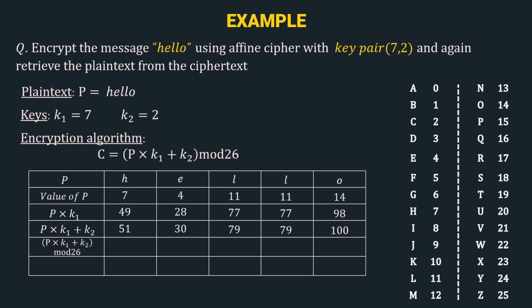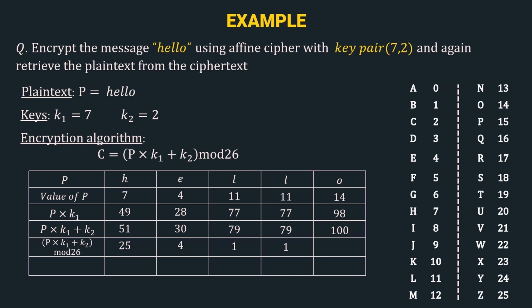So the first value is 51. We know that 26 2s are 52. So if it was 52, then the modulus would have been 0. It is 1 less, so the modulus is 25. Next value is 30. So 30 mod 26 gives us 4. The next value is 79. 26 into 3 is 78. So it is just one value more than it. So we have 1. Same goes for the next value.